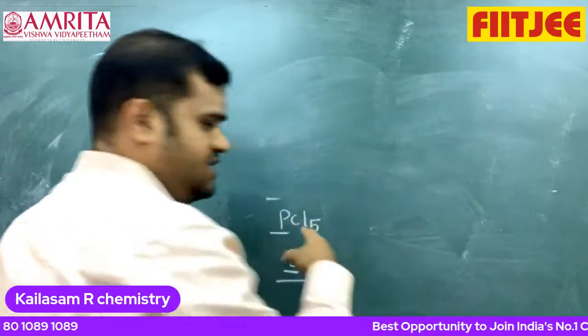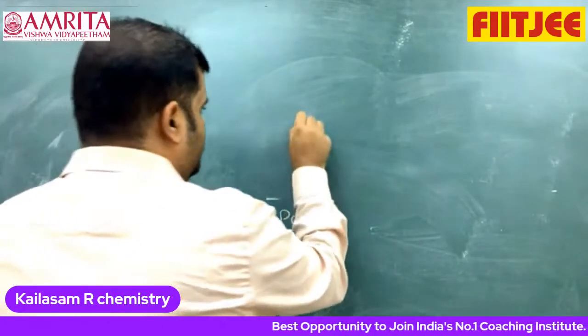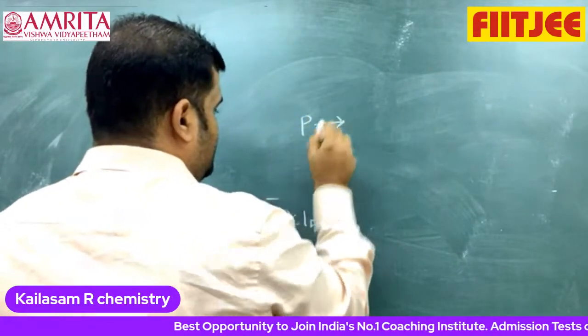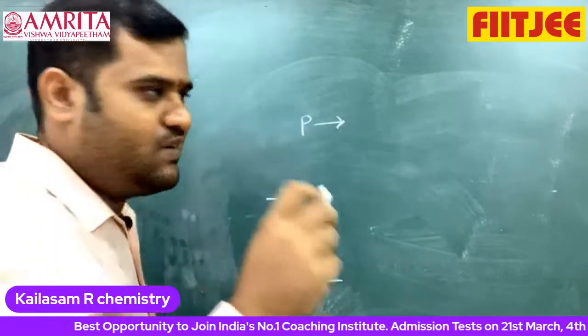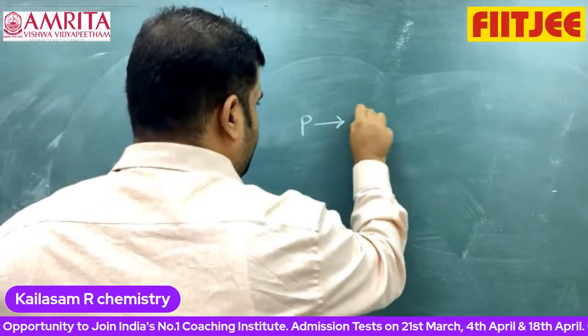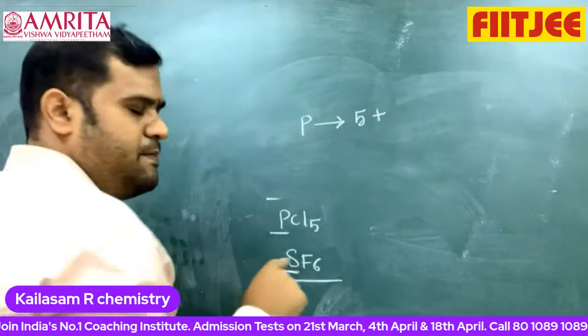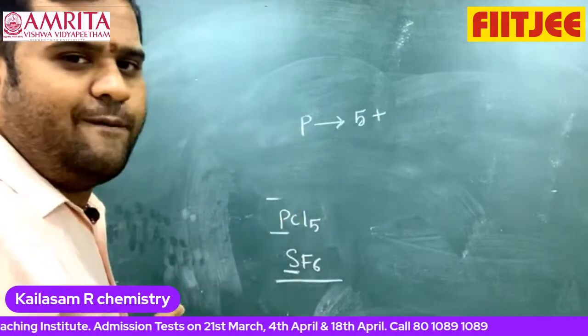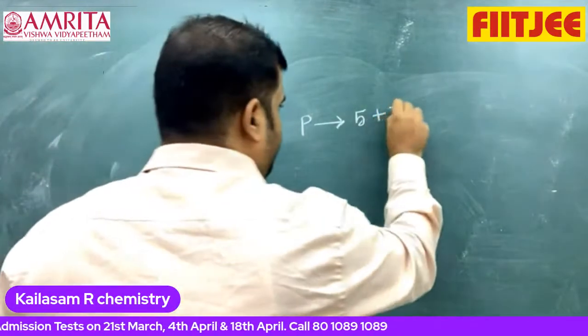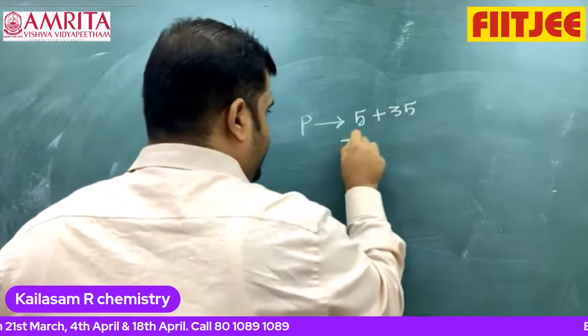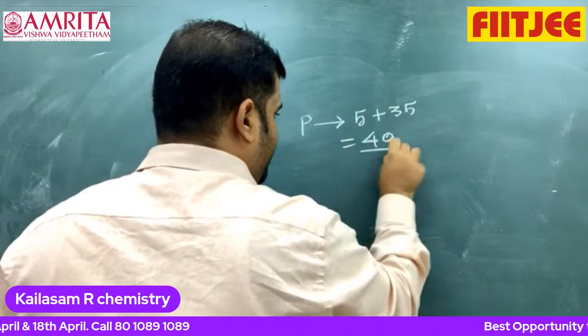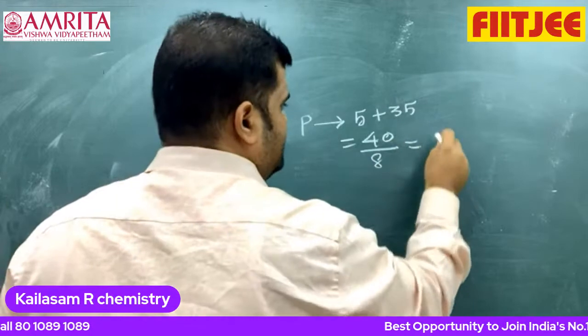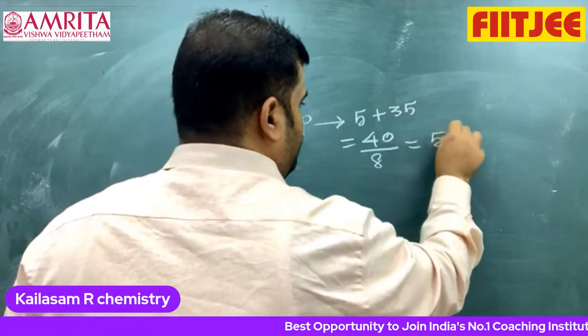Look at this. In the case of PCl5, the central atom is phosphorus. What is its valence electron? 5. Plus 7, the valence electron of chlorine, times 5, therefore 35. That means I can write 40, 40 by 8.